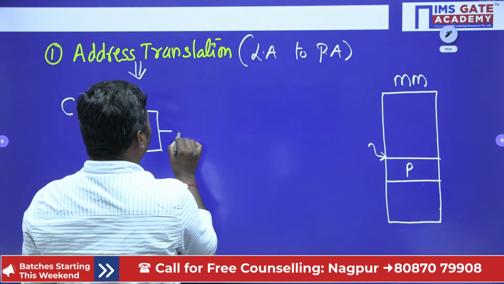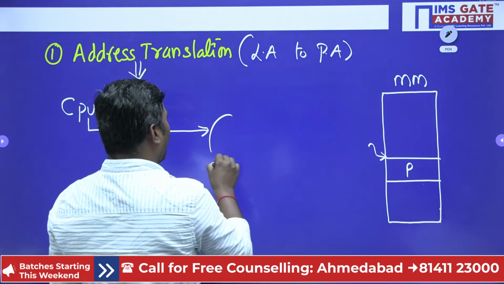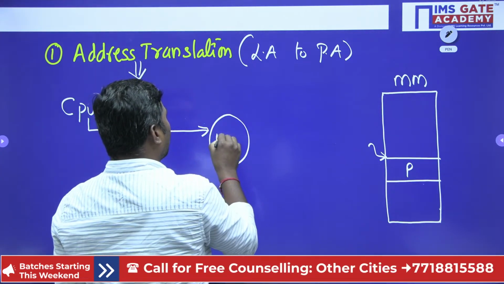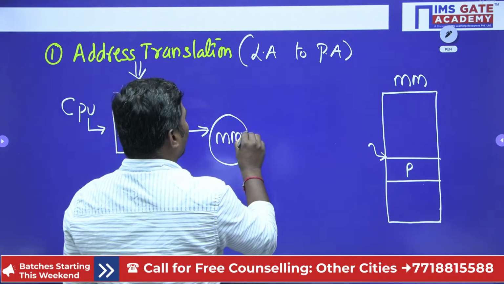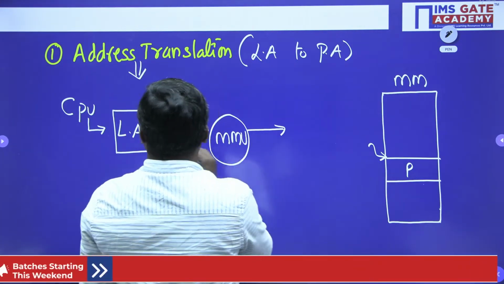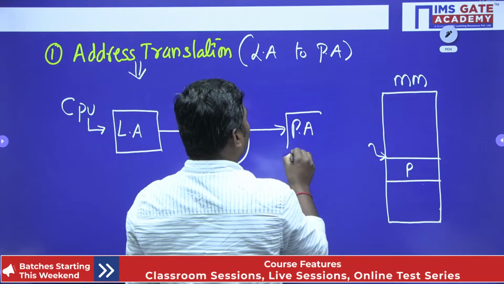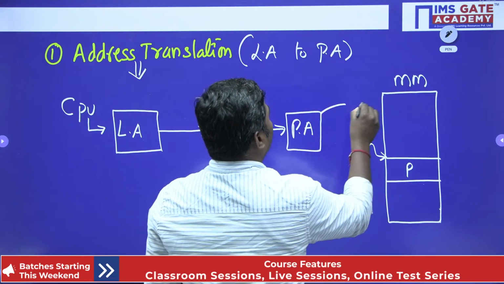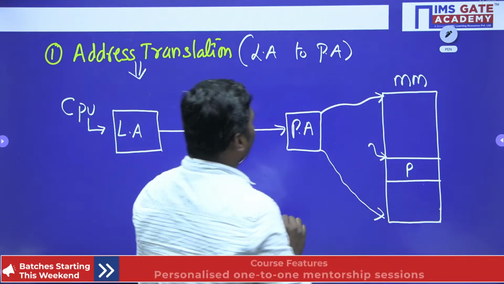Now this logical or relative address needs to be translated. With the help of some hardware support, let's take the hardware, which is nothing but the memory management unit. The memory management unit will translate this logical address into the physical address. The physical address is also known as the absolute address, the absolute address of the program which is stored in main memory.